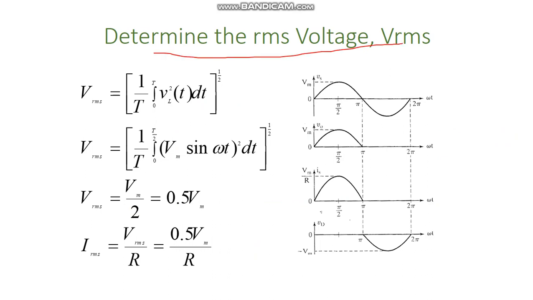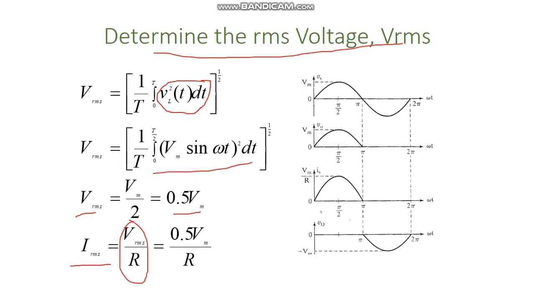Next is to determine the RMS value. RMS value is nothing but the integration of the square of the quantity over its time period. The result that we obtain after solving this simple integral is 0.5 Vm, and similarly IRMS is nothing but VRMS over R, which turns out to be 0.5 Vm over R.